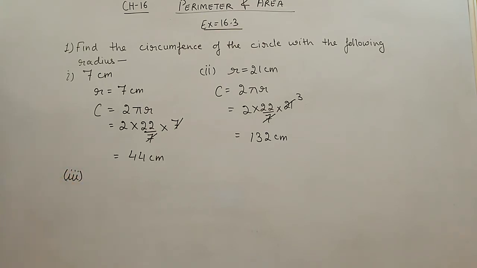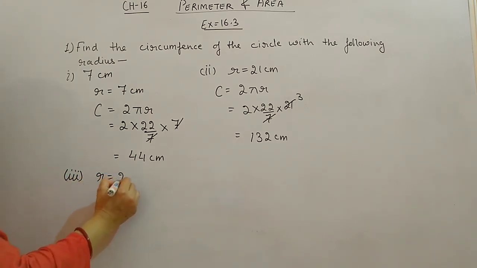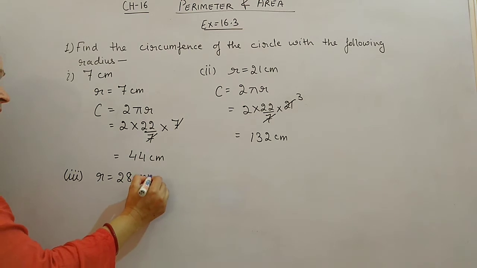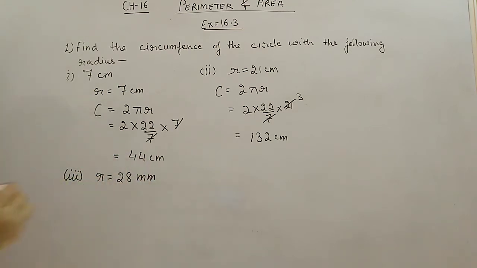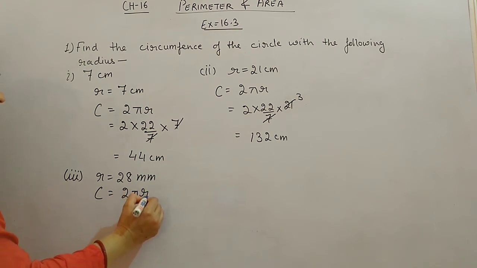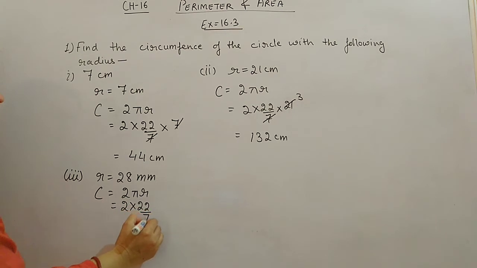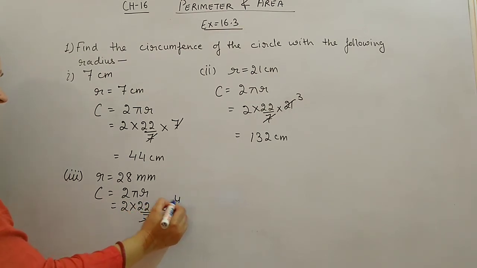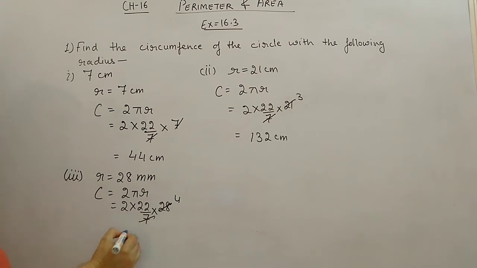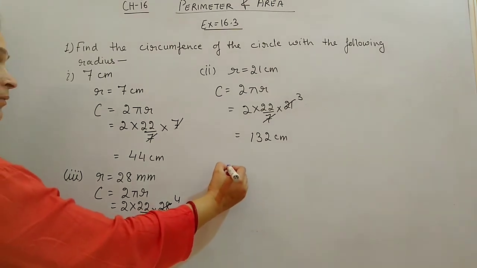Next, third part. Radius is given 28 millimeter. So circumference is equal to 2 pi r. 2 into 22 by 7 into 28. So cancel. 7 4s are 28. Multiply it. 176 millimeter.